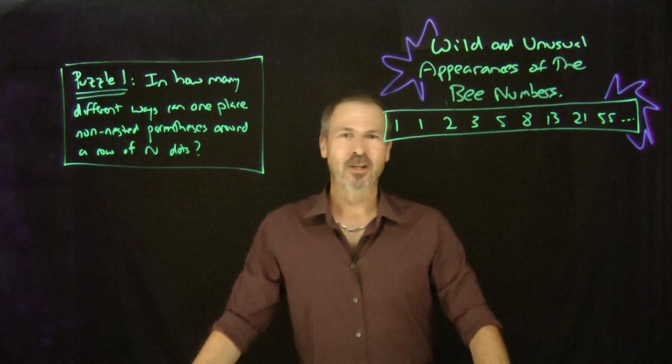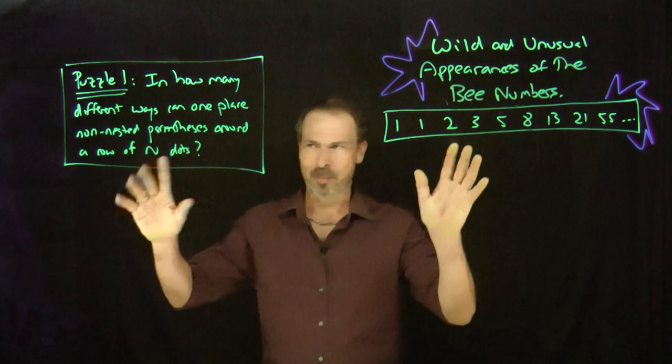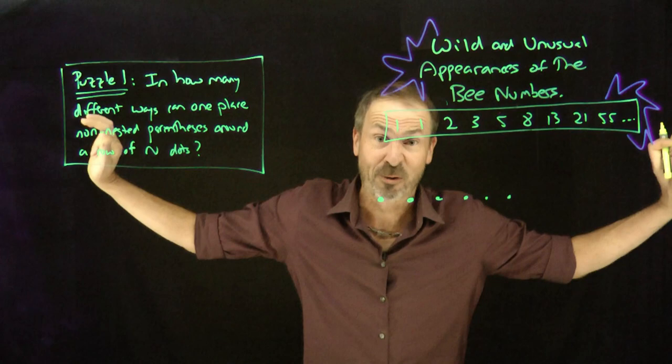Okay, here's my first wild and unusual puzzle. In how many different ways can one place non-nested parentheses around a row of N dots? Okay, parentheses, brackets, whatever word you want, but I want non-nested parentheses. What could that mean? For example, here's a row of 6 dots: 1, 2, 3, 4, 5, 6. I want to place brackets around some or all of these dots, or none of them. Don't put any parentheses around. That's one option. Leave it like it is.